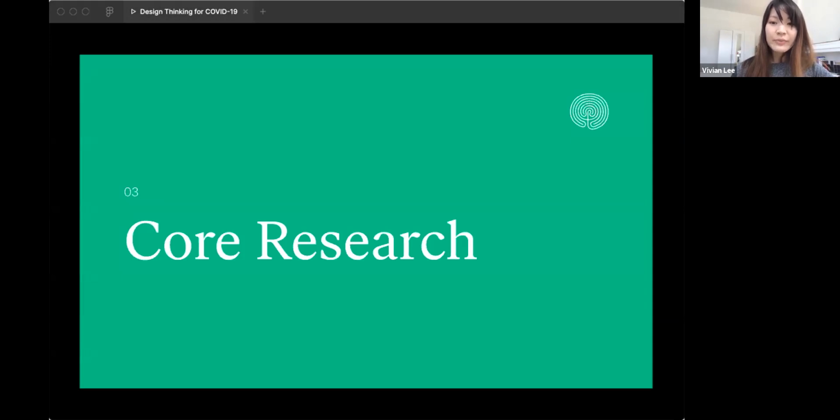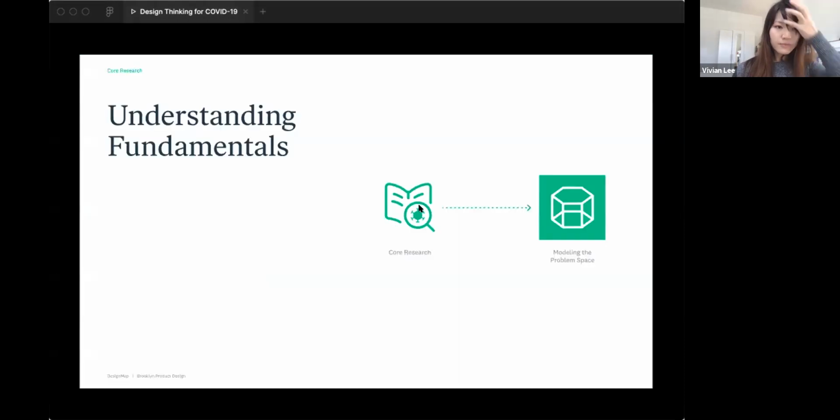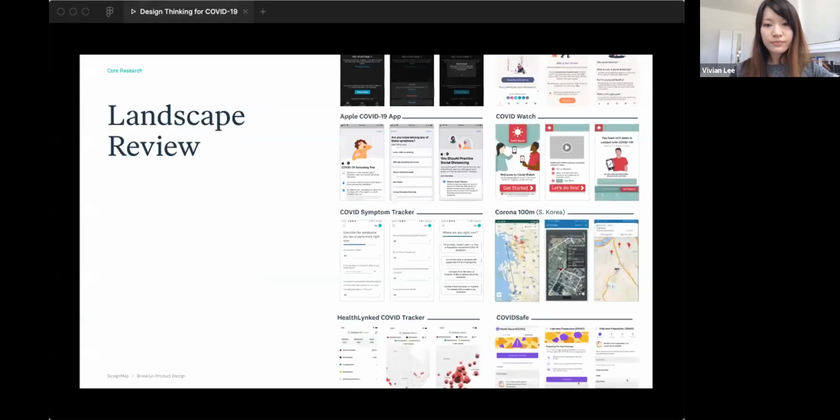So first of all, I'll be recapping some highlights from our core research. So we wanted to understand the fundamentals of this topic before modeling the problem space. Inspiration was another part of the research. The core research served as the building blocks and inputs to complete our early modeling and ideation exercises.